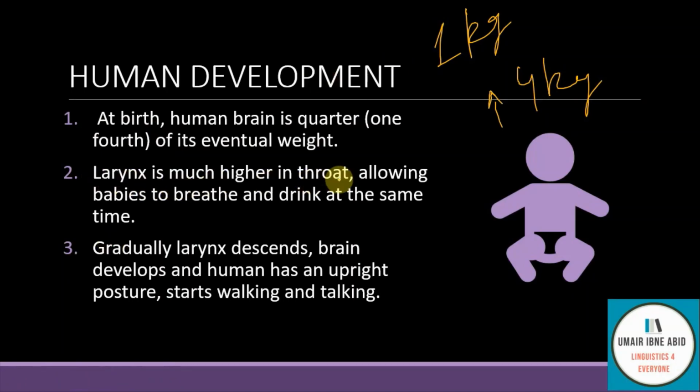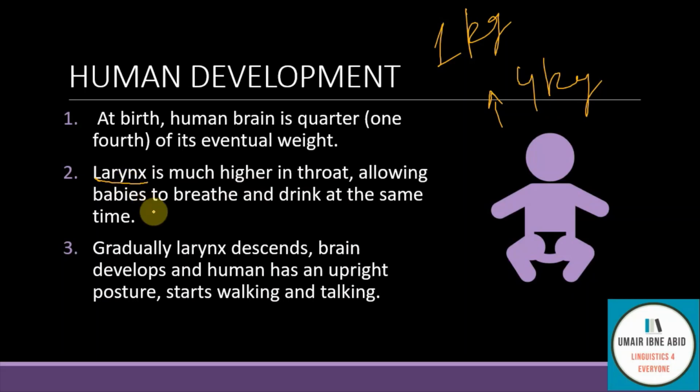The larynx is much higher in the throat at birth, allowing babies to breathe and drink at the same time. We also discussed this point in the physical adaptation source, that the larynx of other primates like monkeys and chimpanzees is higher in the throat, unlike human beings. Due to this property, they don't have fear that their food will be stuck in their vocal tract. But we have this problem.